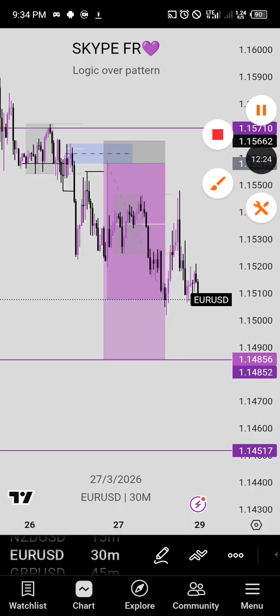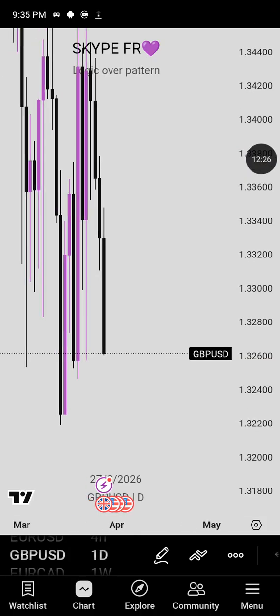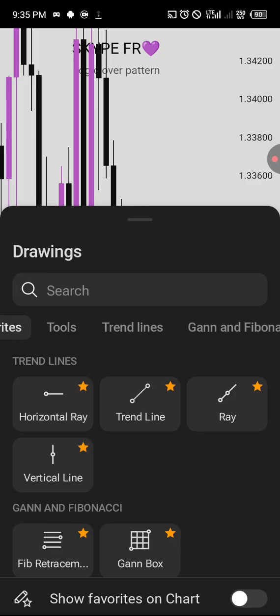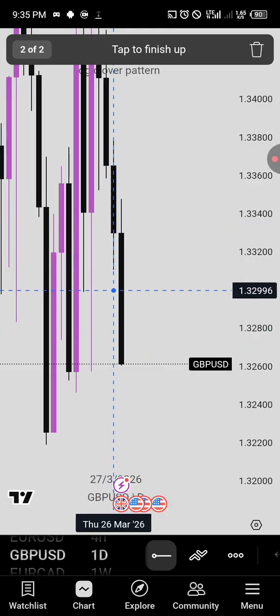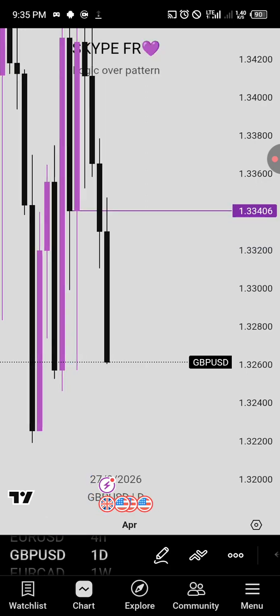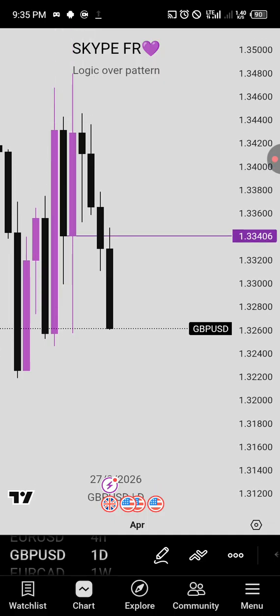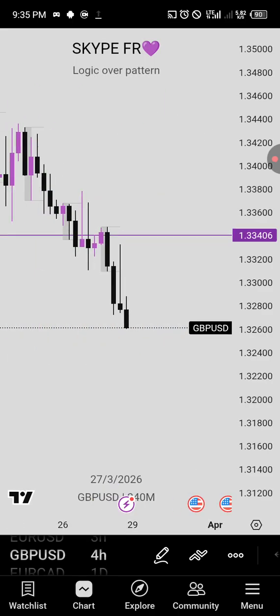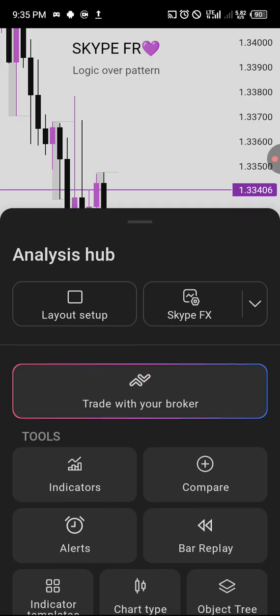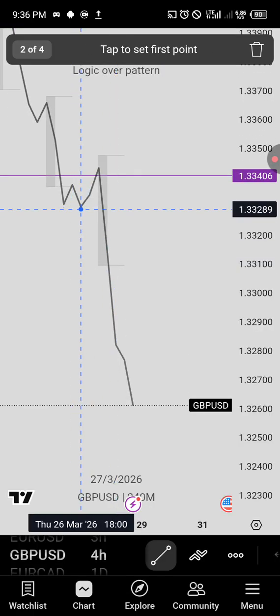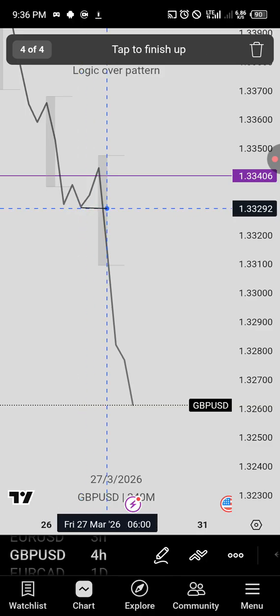Let me look for another example. So the same or a similar thing happened here on GBP USD, daily time frame. Now you can see the daily rejected, that's the SBR, and then a 4-hour breakout.